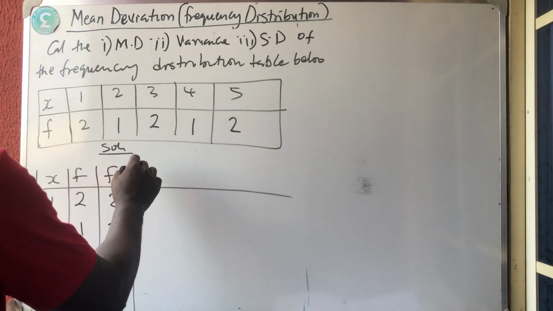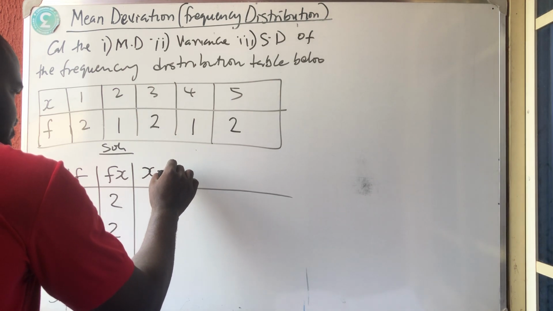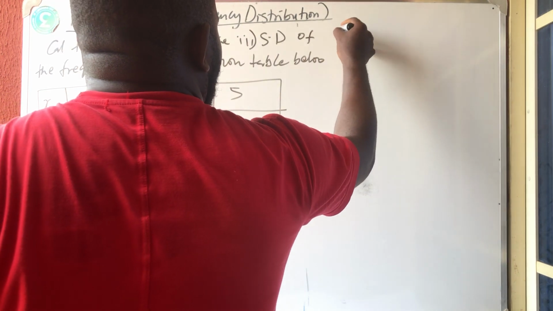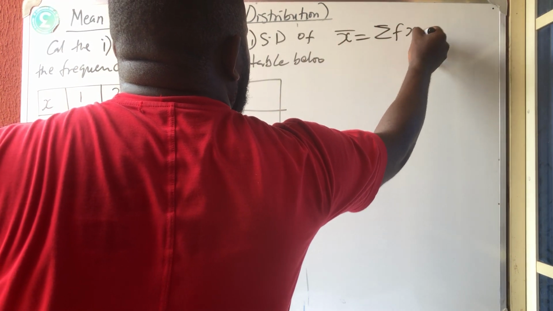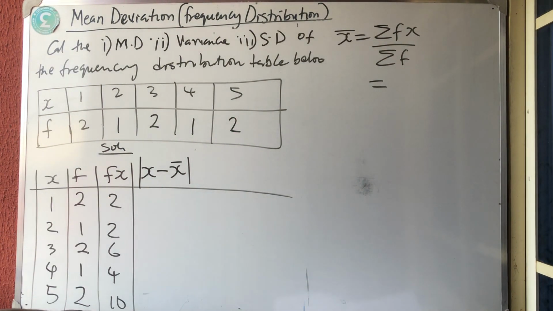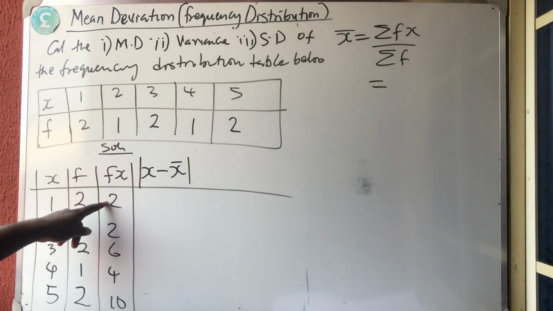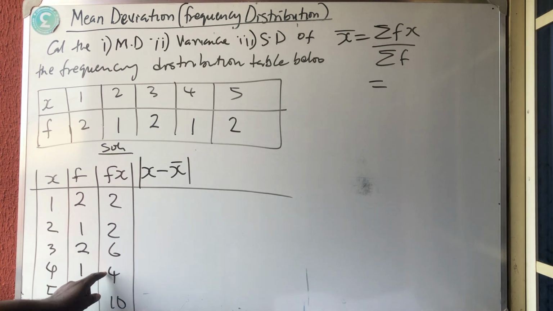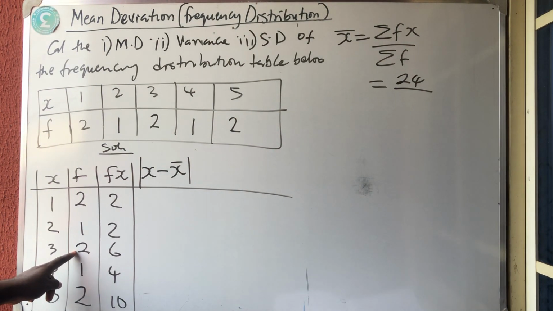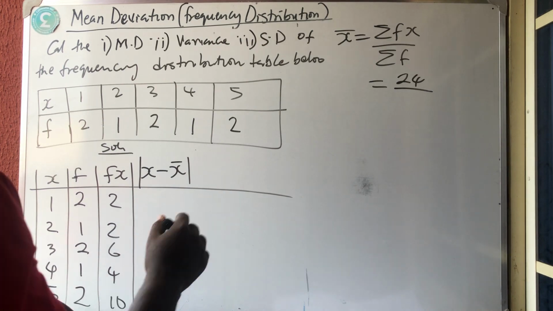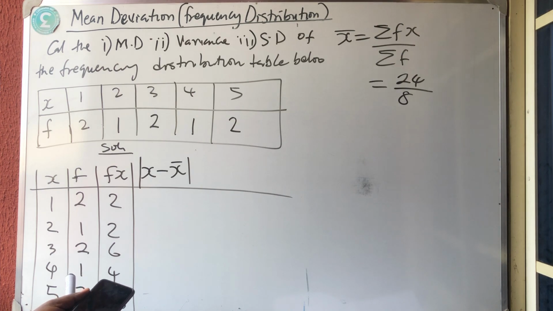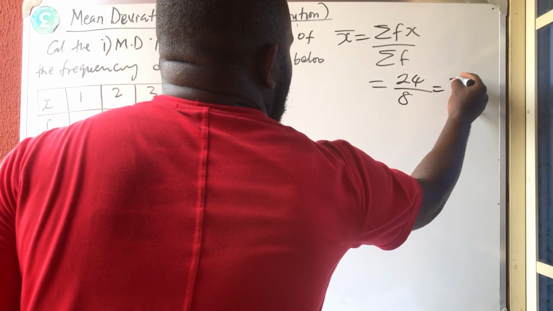is each of them minus what? x bar. Is it not absolute value? Don't forget. But before that, we need our x bar. Our x bar is simply summation f of x all over what? Summation f. So summation f of x is add everything here. I'm having 2 plus 2, 4, 10, 20, 24. So I'm having 24 divided by the frequencies: 2, 3, 5, 6, 7, 8. So I'm having 8. So 24 divided by 8, I'm having 3. So my mean is 3.